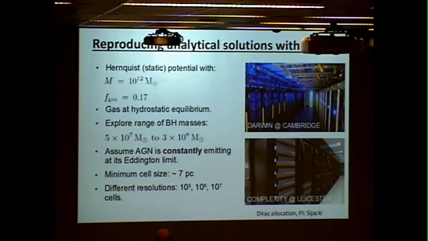So instead, we run several simulations with different black holes, and we leave the black hole mass fixed, and we explore different values in this range. And this range includes the value at which you actually get an unbound shell, as I'll show later. We assume the AGN to be constantly emitting at the Eddington limit. So this is unrealistic, but it's what analytical models assume quite often. So in order to mimic these, we make this assumption as well.